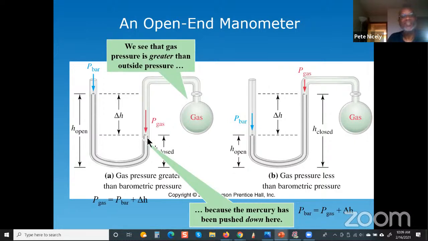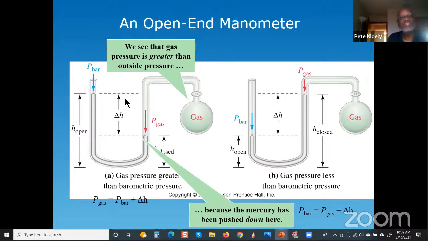So you have pressure exerted on the surface on this side of the manometer, but you also have the barometric pressure or the atmospheric pressure exerted on this side of the manometer, right? So P bar is basically representing the barometric pressure, which is the same thing as the atmospheric pressure. So if you hear me use the term barometric pressure, it's the same thing as the atmospheric pressure, right? Okay, so obviously, because the mercury here is pushed to a lower level compared to here, that tells us that the pressure exerted by the gas is greater than the barometric pressure.